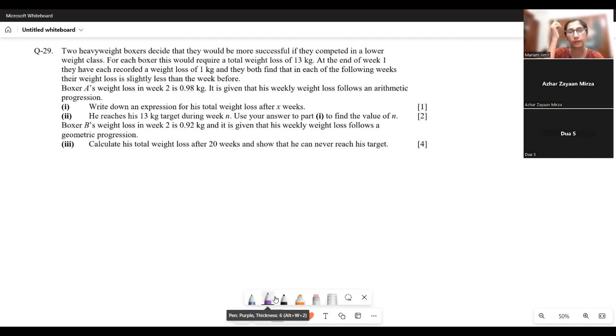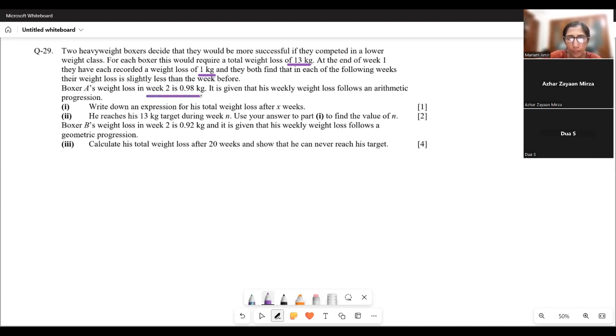Two heavyweight boxers decide that they would be more successful if they competed in a lower weight class. For each boxer, this would require a total weight loss of 13 kg. At the end of week 1, they have each recorded a weight loss of 1 kg. And they both find that in each of the following weeks, their weight loss is slightly less than the week before. Boxer A's weight loss in week 2 is 0.98 kg. It is given that his weekly weight loss follows an AP. Write down an expression for his total weight loss after x weeks.